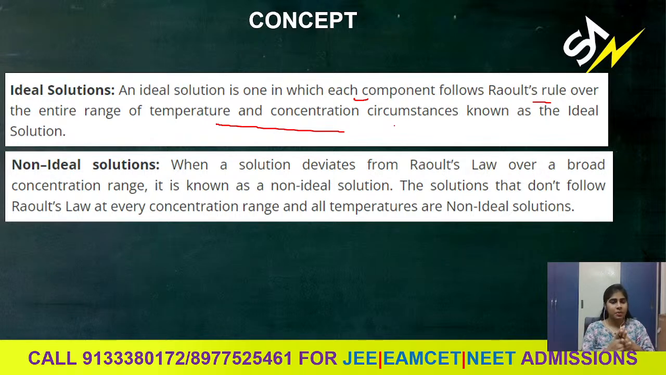Next, opposite to this are non-ideal solutions. It means they deviate from Raoult's law. When a solution deviates from Raoult's law over a broad concentration range, if there is a change in the concentration, then we can observe a change in its behavior, a deviation from Raoult's law. That type of solution is known as a non-ideal solution.